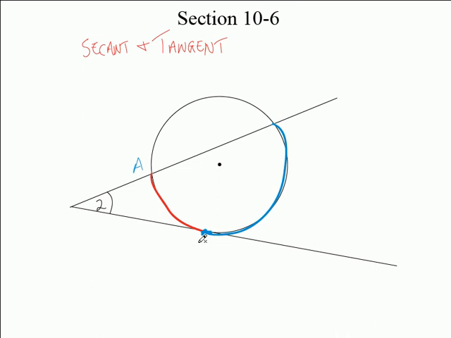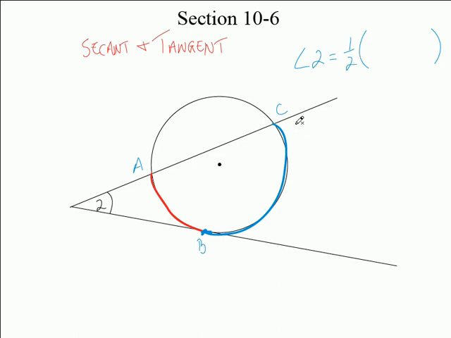Let's just call this A, B, and C. But we only have three points here, don't we? So angle 2 equals half of the difference of the two arcs it cuts off. That's why they put it in one theorem. Even though there are three different situations, they put it in one theorem because the formula is exactly the same. So it's one half of the difference of the two arcs.